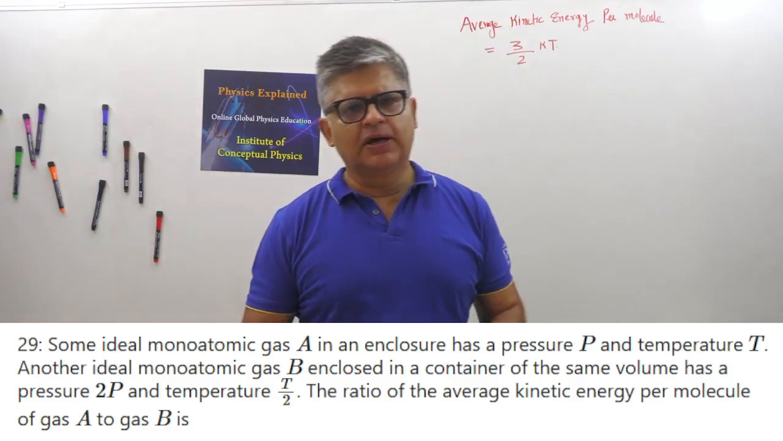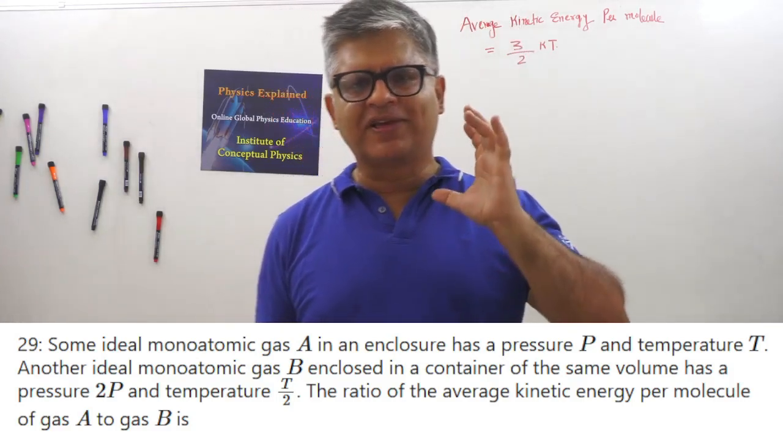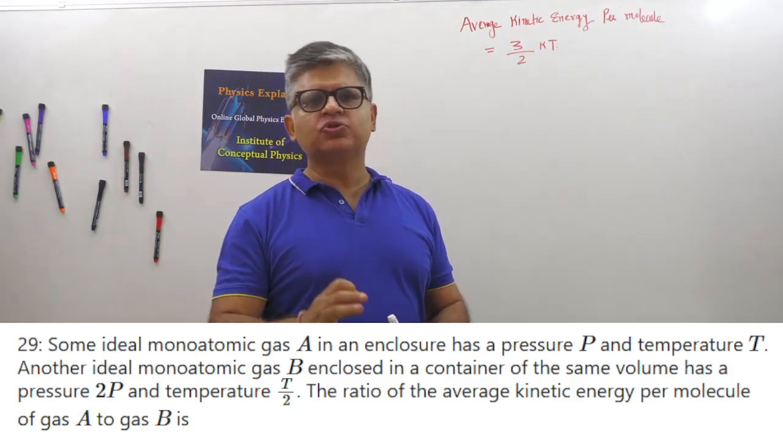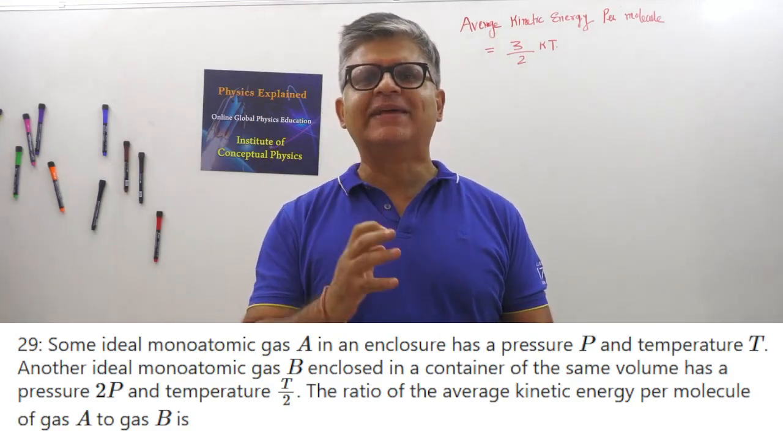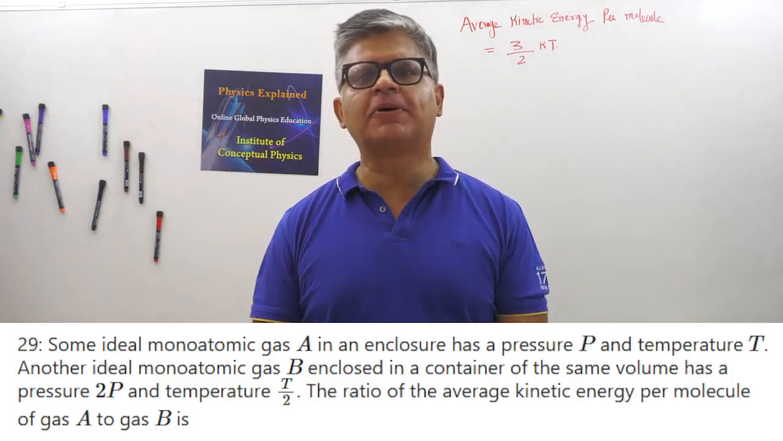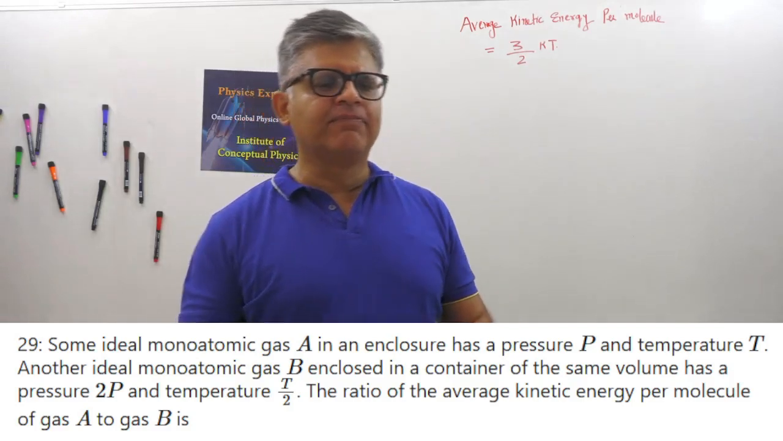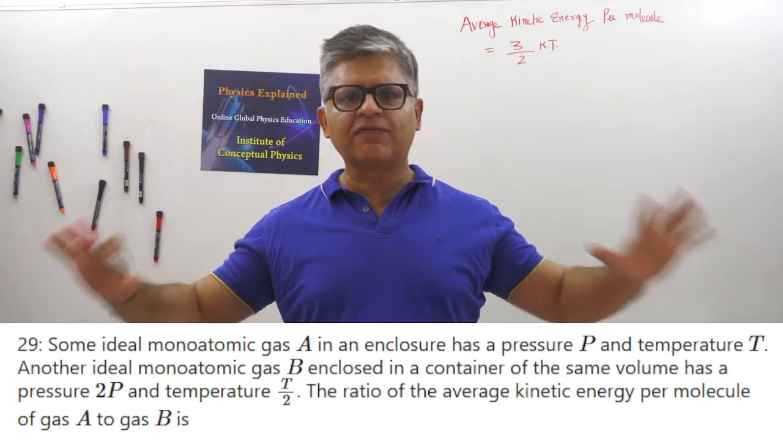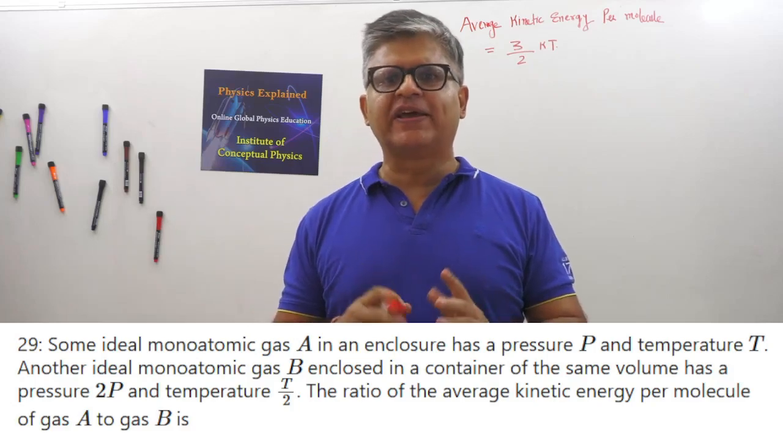You have to calculate the ratio of the average kinetic energy per molecule of gas A to B. So you're given two gases. A lot of students have confusion in these questions, and the confusion is deliberate. I'll tell you why, especially when we talk about the average kinetic energy per molecule. The confusion is there because they give so many parameters: pressure, volume, temperature. Here we have to slow down and really listen to the question very carefully.